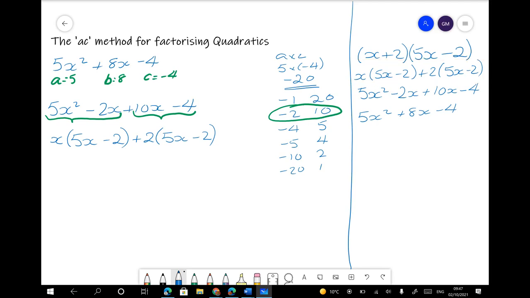Our last thing to do is to take out a common factor of 5x minus 2, because I have x times 5x minus 2 plus 2 times 5x minus 2. So that means I have a common factor of 5x minus 2. And when I take that out as a common factor, what I have is x plus 2. So that is now our equation fully factorised.